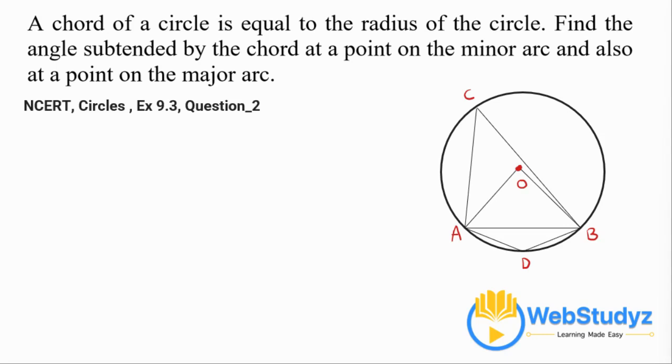Here the chord AB is equal to the radius of the circle in the above diagram, and OA and OB are the two radii of the circle. Now let's consider triangle OAB here. So here we can say that AB is equal to OA and it is equal to OB, as they all are the radius of the circle. So it can be said that triangle OAB has all equal sides. Thus, it is an equilateral triangle.